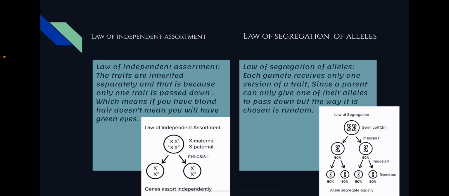Law of independent assortment. The traits are inherited separately, and that is because only one trait is passed down, which means if you have blonde hair, doesn't mean you will have green eyes. Law of segregation of alleles. Each gamete receives only one version of a trait, since a parent can only give one of their alleles to pass down, but the way it is chosen is random.